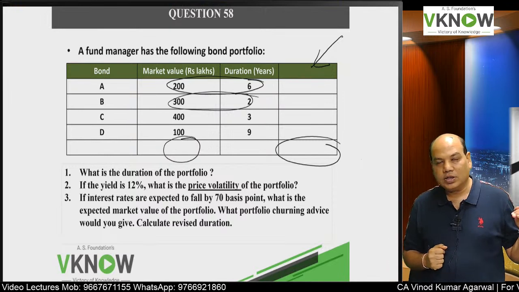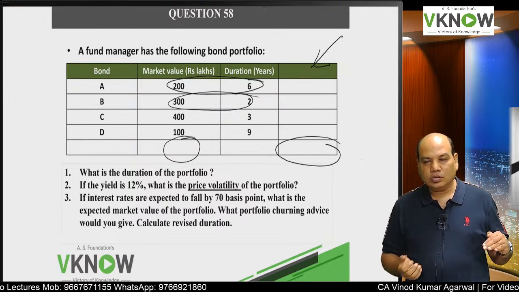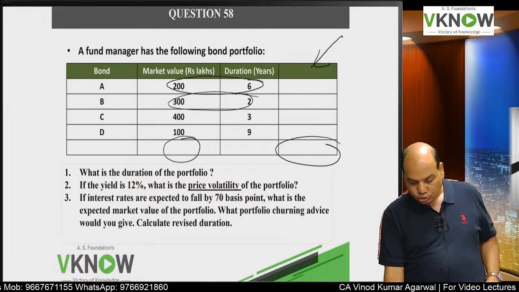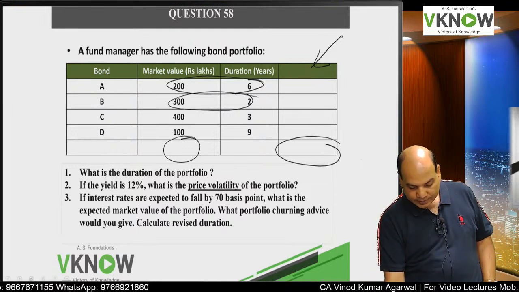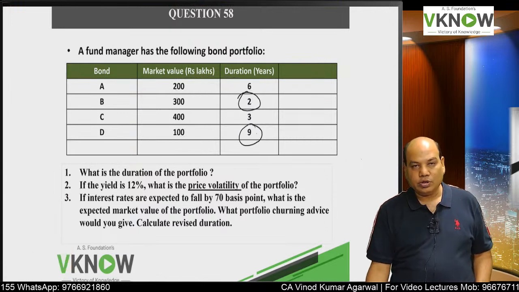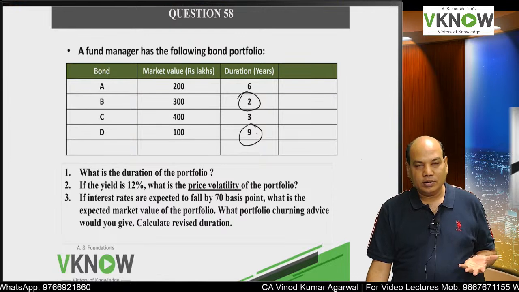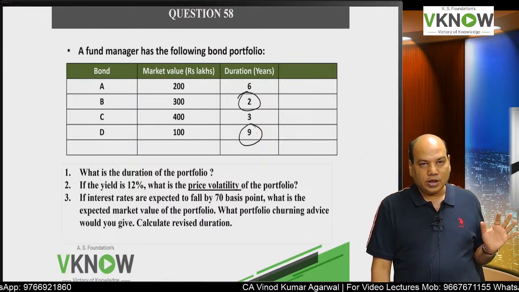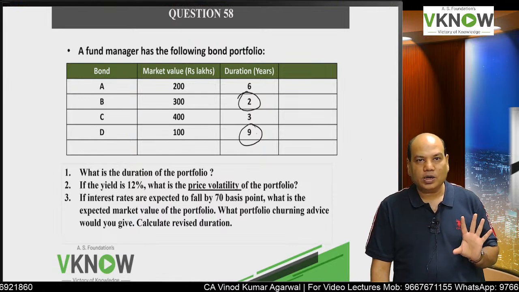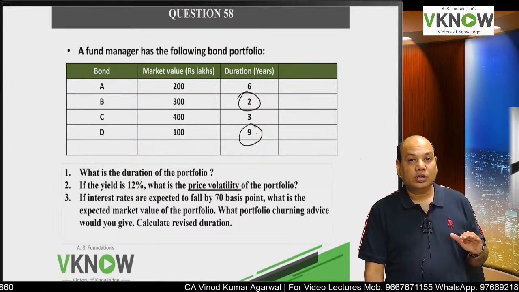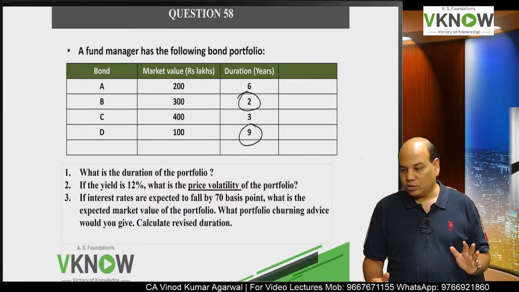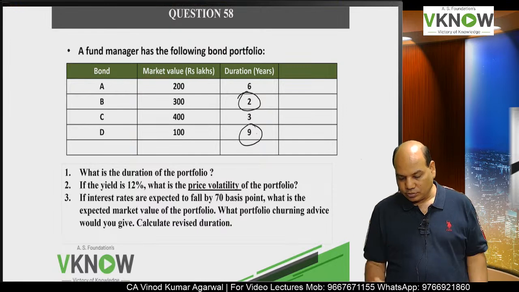If the interest rates are expected to fall, bond prices are expected to rise. The one which has the lowest duration, we are going to sell, and the one which has higher duration, we are going to buy, like one earlier problem, and this will help us get maximum benefit from our expectation. Then calculate revised duration also. Oh my God, in one question so many things they have asked you.